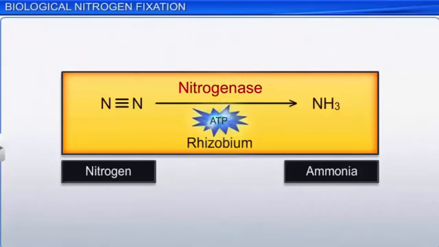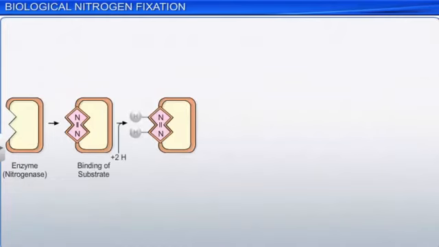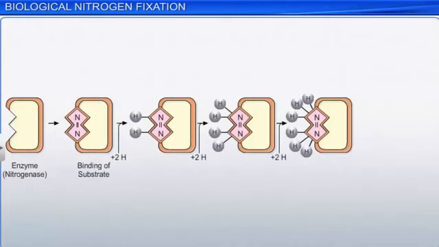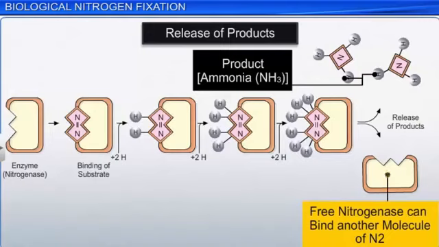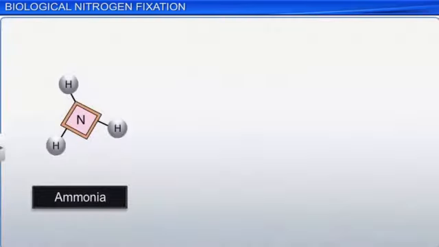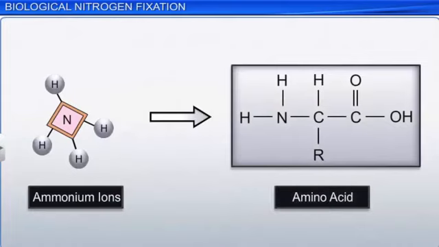Let's see how the enzyme nitrogenase converts nitrogen to ammonia. Nitrogenase first binds with substrate nitrogen and reduces it by adding 2 hydrogen atoms during each of the 3 stages until it finally forms 2 molecules of ammonia. After that, the enzyme is re-released to bind to another molecule of nitrogen. In physiological pH conditions of the plant, ammonia molecules take up protons to form ammonium or NH4+ ions that are channelized and used in the synthesis of amino acids. The ammonium ion ultimately forms the amine group of the amino acid.